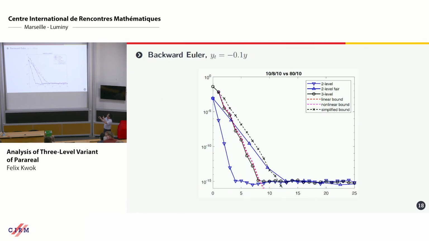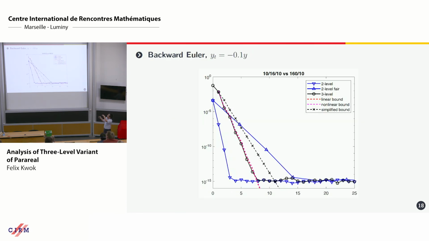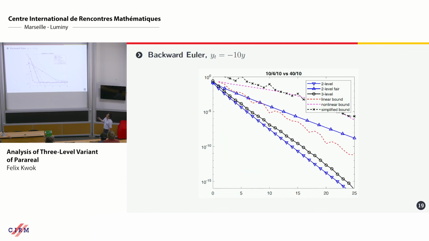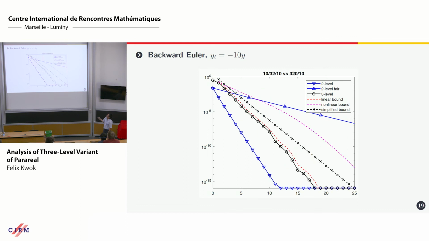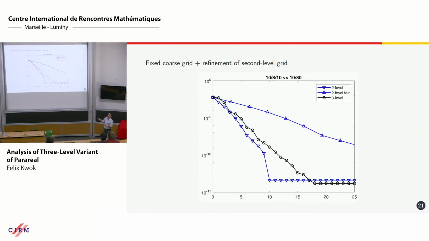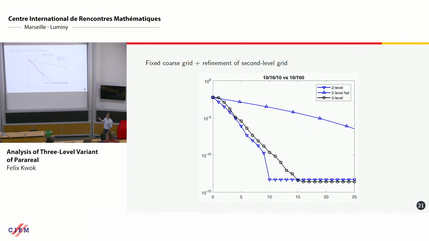These examples use backward Euler for everything, but there are also other examples that I didn't show that use a higher order integrator for the fine. The very last one, the advection diffusion equation? That's backward Euler everywhere.